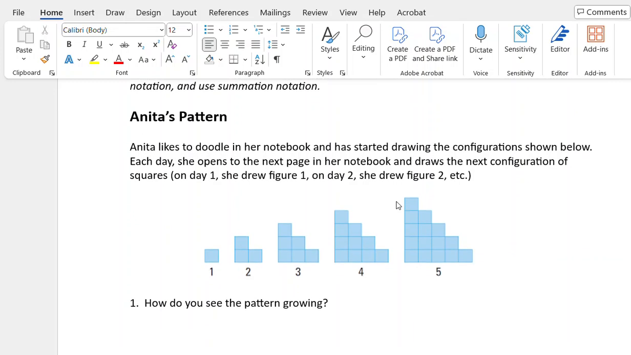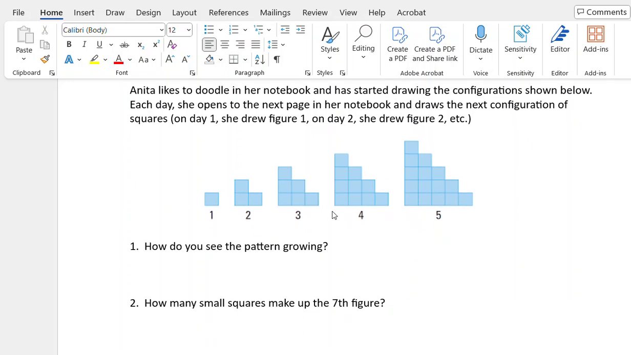So, Anita's pattern. Anita likes to doodle in her notebook and has started drawing the configurations shown below. Each day, she opens to the next page in her notebook and draws the next configuration of squares. On day 1, she drew figure 1. On day 2, she drew figure 2, etc. How do you see the pattern growing?